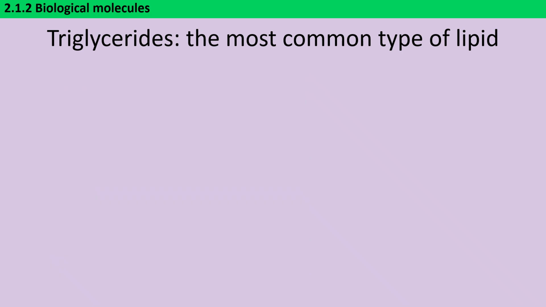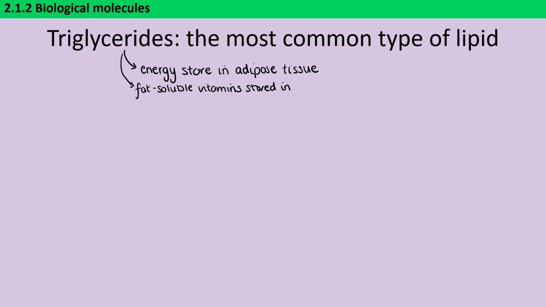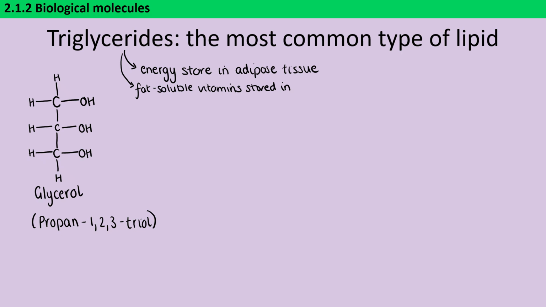Triglycerides are really commonly found as an energy store in a type of fatty tissue called adipose tissue. That's also one of the places that we're going to find fat-soluble vitamins. As we've said, the first component that makes up a triglyceride is a glycerol molecule, which looks like this. If you're doing A-level chemistry, you might also want to know what the systematic name of this would be. This is propan-1,2,3-triol, but for the purposes of A-level biology, we're just going to refer to it as glycerol. And then bonded onto that glycerol, we're going to have these three fatty acid chains.